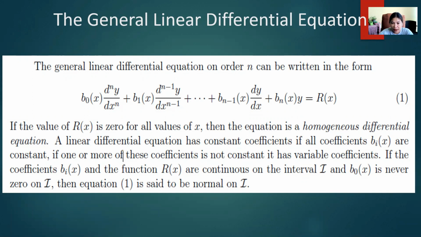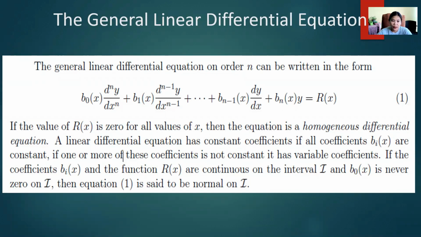If the value of r of x is 0 for all values of x, then the equation is a homogeneous differential equation. If r of x is not 0, then it is said to be a non-homogeneous differential equation. A linear differential equation has constant coefficients if all coefficients bi of x are constant. If one or more of these coefficients is not constant, then it has variable coefficients.